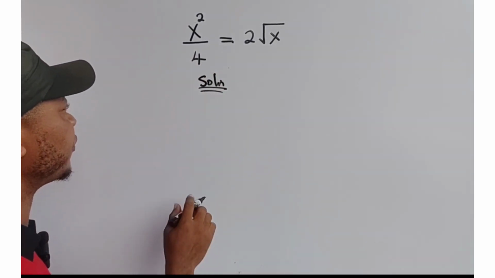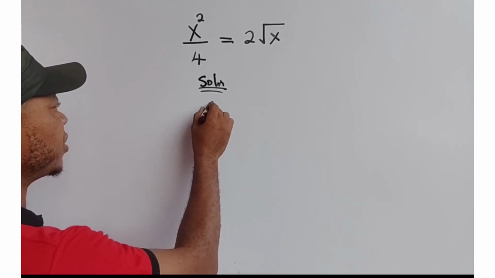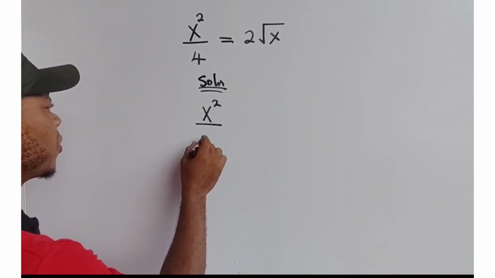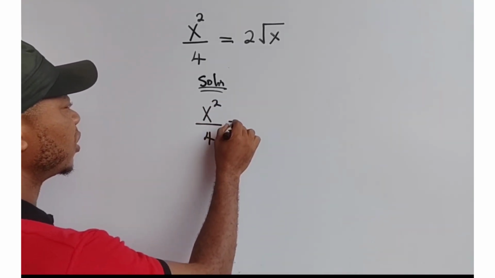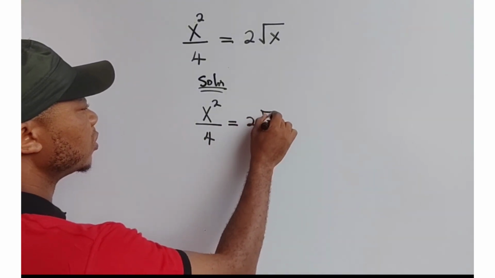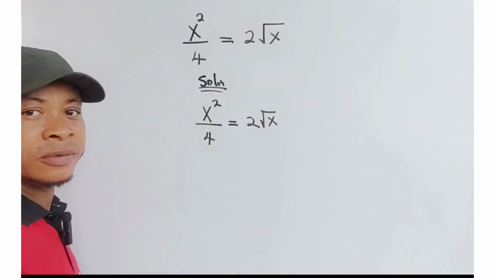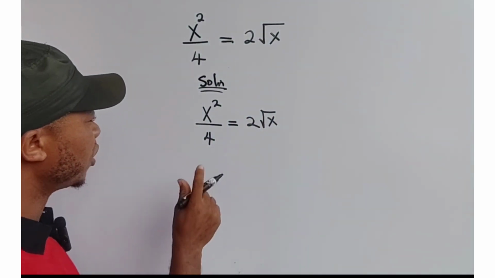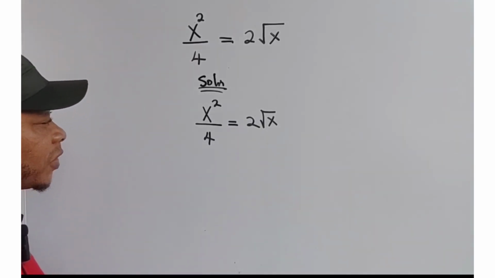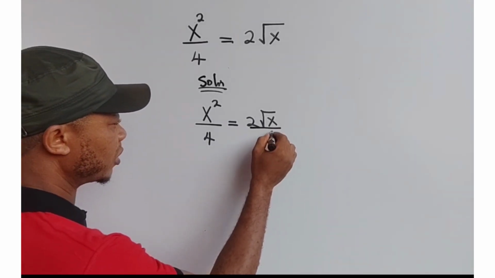What we need to do first of all is to write down the question given to us, which is x raised to power 2 divided by 4 equal to 2 root x. This is the question. Now, to solve this question, what I will do first of all is to cross multiply. Remember that this can be over 1.